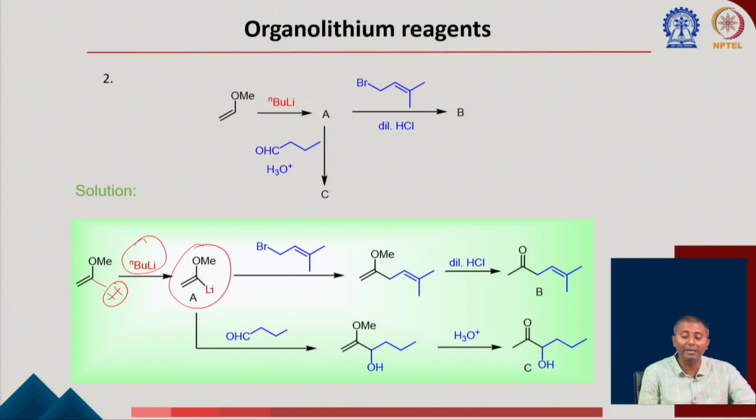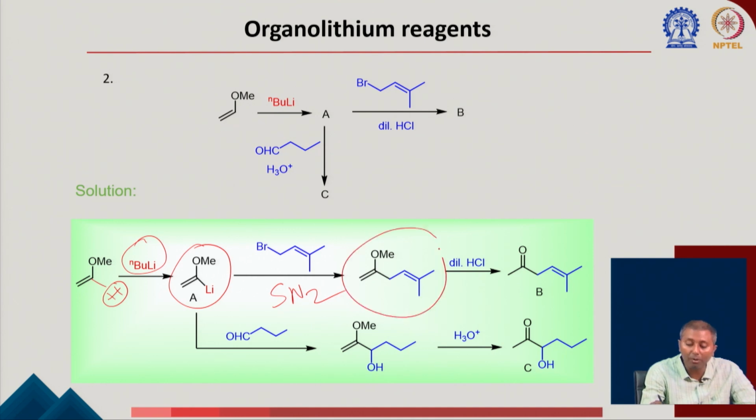So what is going to happen? It is going to take part in an SN2 reaction here. And once it takes part in the SN2 reaction, it is going to form this compound. Now once you treat with dilute HCl, what is going to happen? It is going to protonate here, and after the hydrolysis, it is going to form this carbonyl compound.